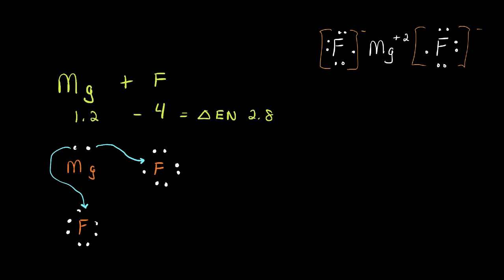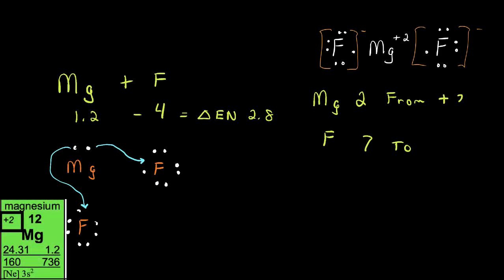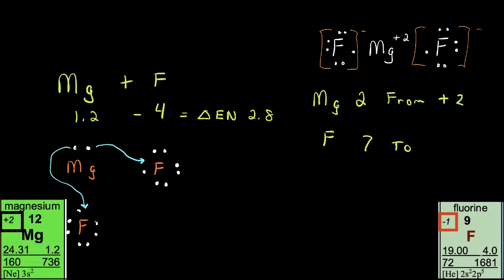Okay. We have our list to fill out. You have magnesium, you have fluorine. Magnesium has 2 valence electrons, fluorine has 7. The transfer is always going to go from the metal to the nonmetal. The ion that forms is a +2 for magnesium and a -1 for each of those fluorines.